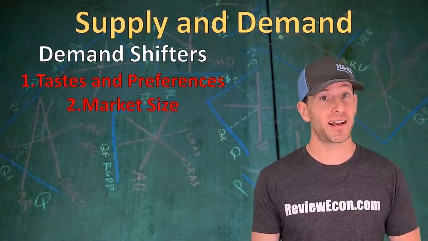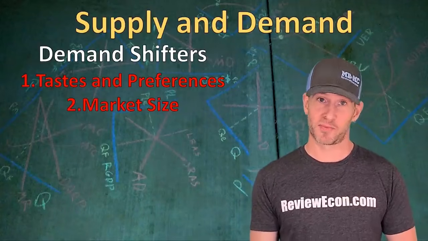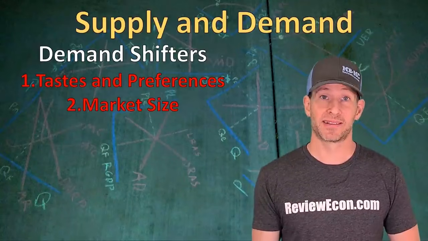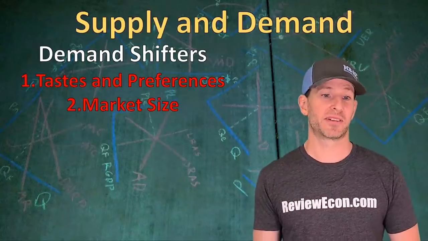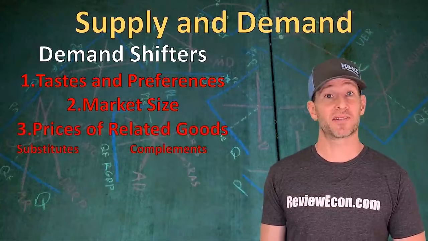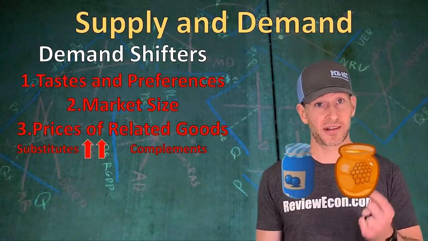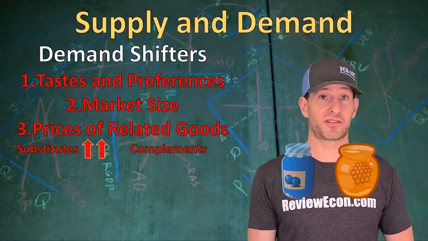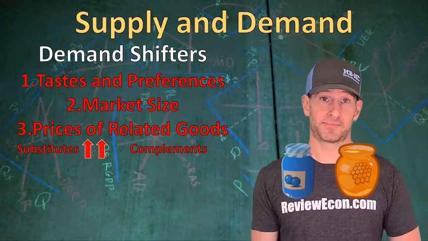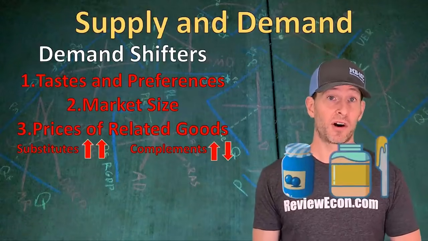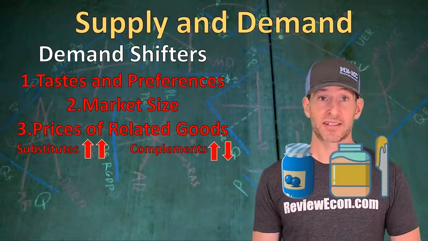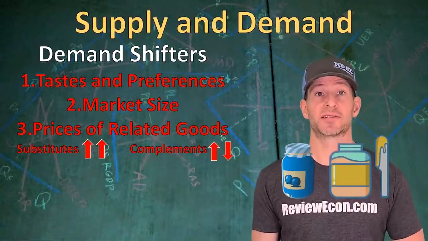Next is market size. That's the number of buyers available to purchase a product. An increase in the number of buyers will increase the demand. A decrease in the number of buyers will decrease the demand. Next, we have prices of related goods. For substitutes, an increase in price will increase the demand for the other good. Substitutes are goods that can be used interchangeably, like honey and jam. Complements, on the other hand, are goods that go alongside each other, like jam and peanut butter. When the price of one good increases, demand for the other one will decrease, and vice versa.